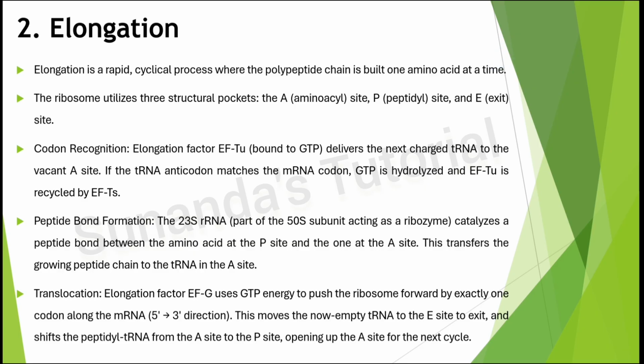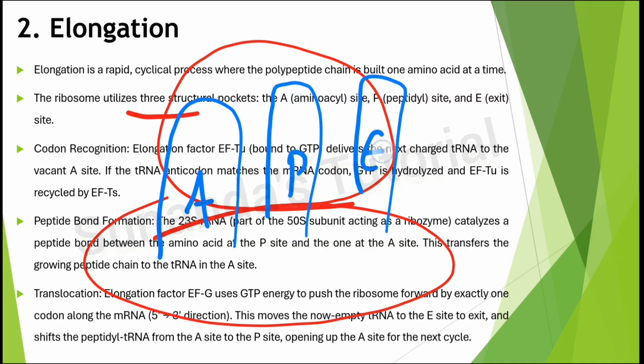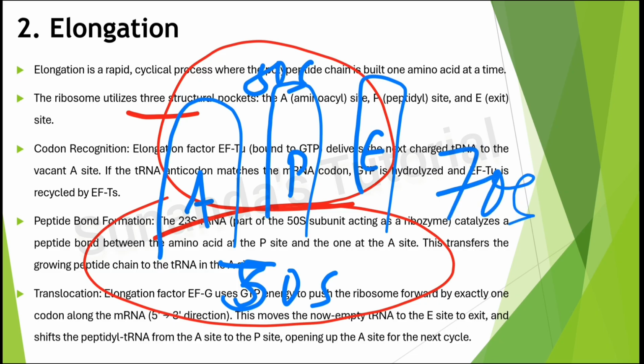The ribosome utilizes three structural pockets: A site, the amino acid site, P site, the peptidyl site, and E site, the exit site. It is the larger subunit in case of prokaryotes, and it is the 70S initiation complex.